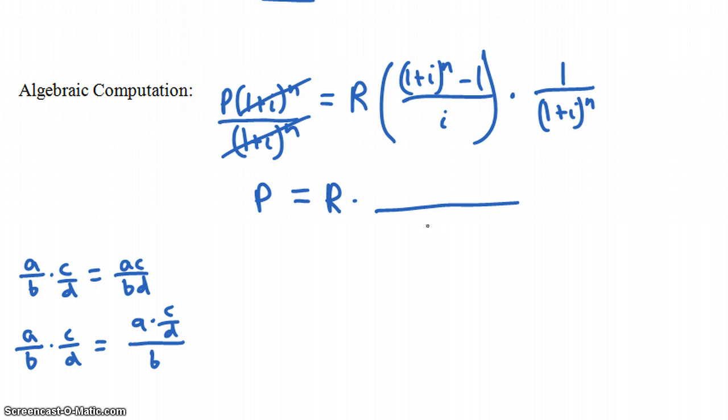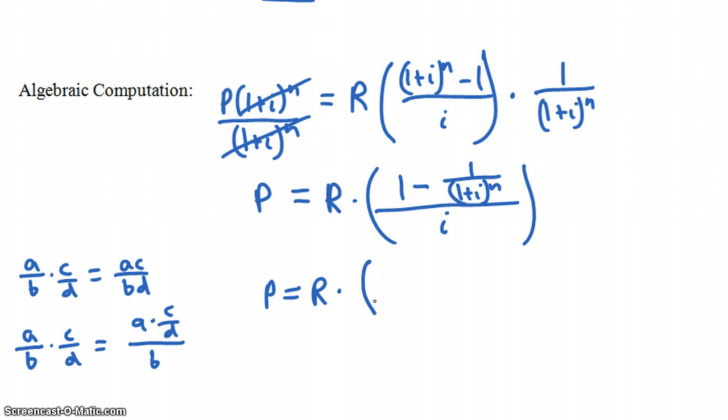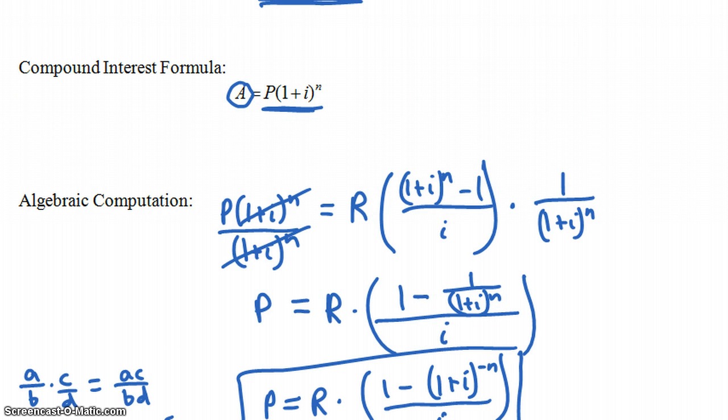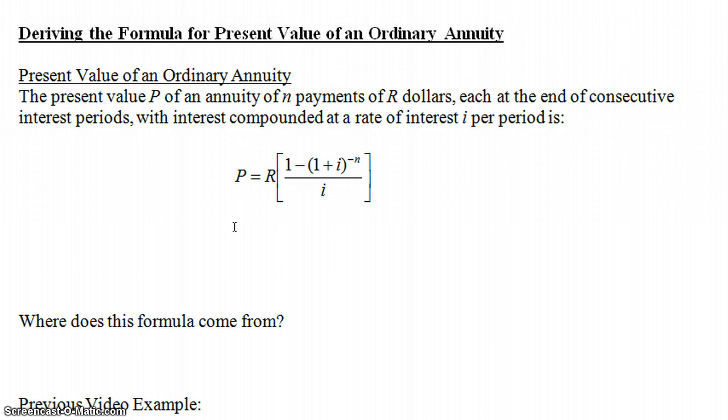So what we have is still the I in the denominator. In the numerator, we have (1 plus I) to the N times 1 over (1 plus I) to the N. We just get 1. Okay, and then minus, what we have is 1 over (1 plus I) to the N. Okay, 1 times this. And finally, we can rewrite 1 over (1 plus I) to the N. That's the same thing as (1 plus I) to the negative N. Okay, all over I. And so this formula right here is the formula for the present value of an ordinary annuity. And notice that's the same formula that I gave you at the beginning of the video.